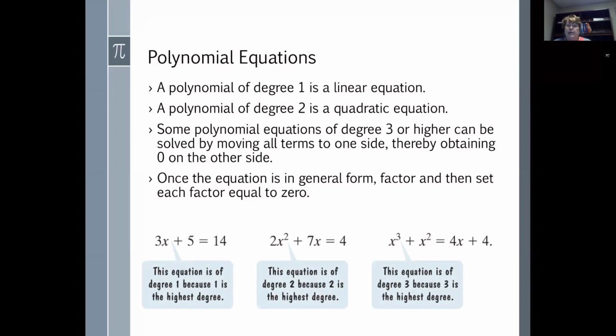So these three equations at the bottom of this slide are all polynomial equations. The first equation is linear because the exponent on the x is the number 1. The second equation is quadratic because the largest exponent on any one of the x's is 2. The last equation is a third degree polynomial equation. The largest exponent on any one of my x's is the number 3. So that makes the degree of that equation 3.